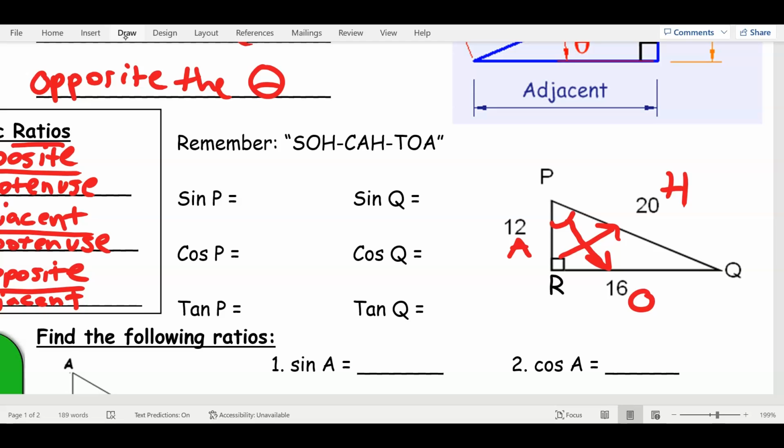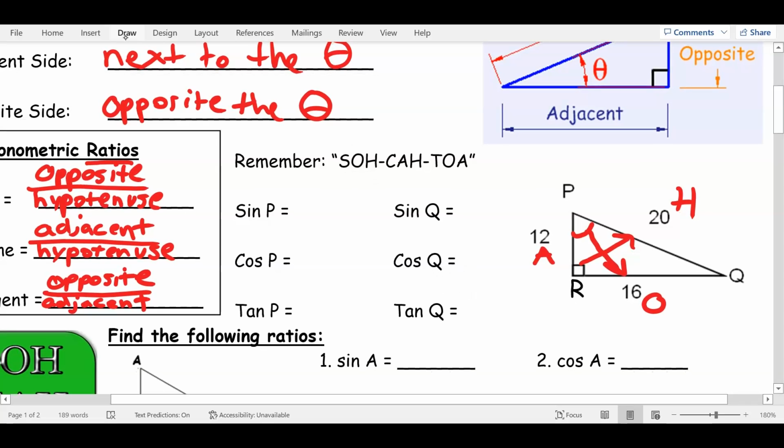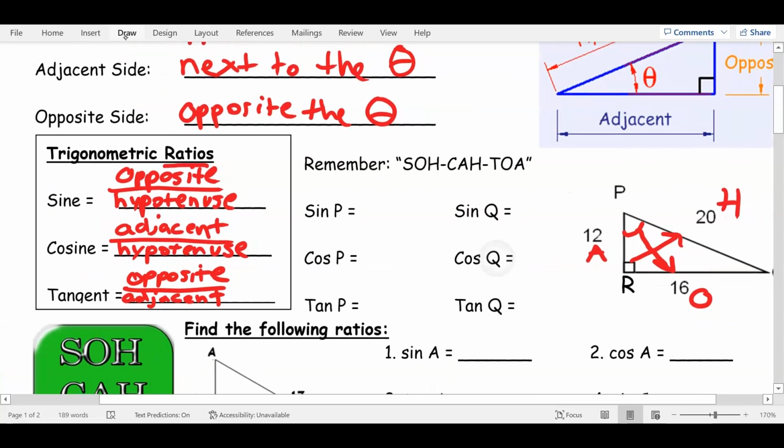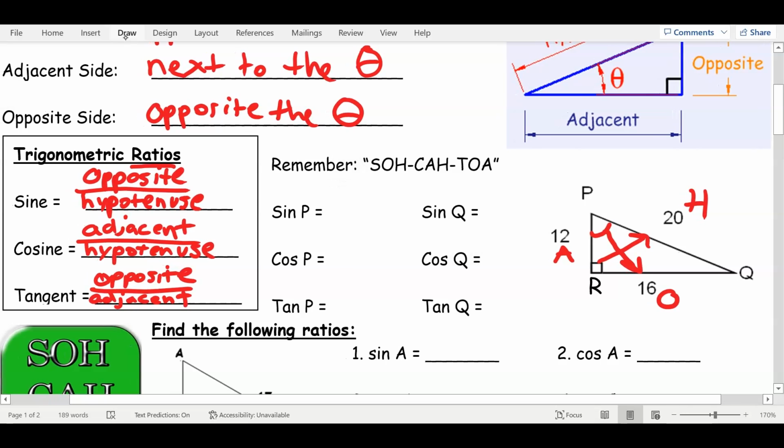Now, we see sine, S-I-N. Sine of P. What's sine going to be? What over what? It's opposite over hypotenuse. It's right next to it. So sine, I have it right here, O over H.